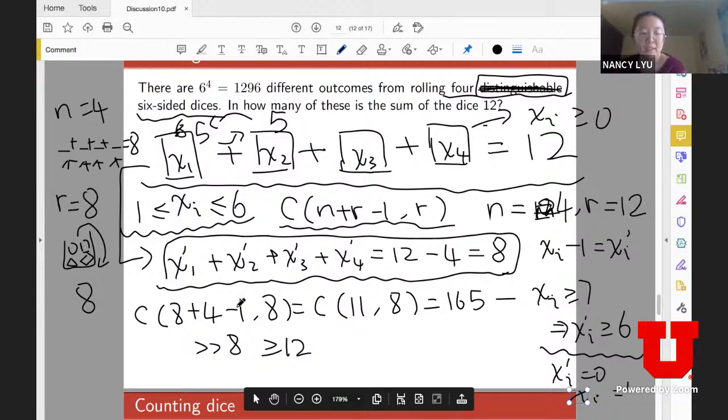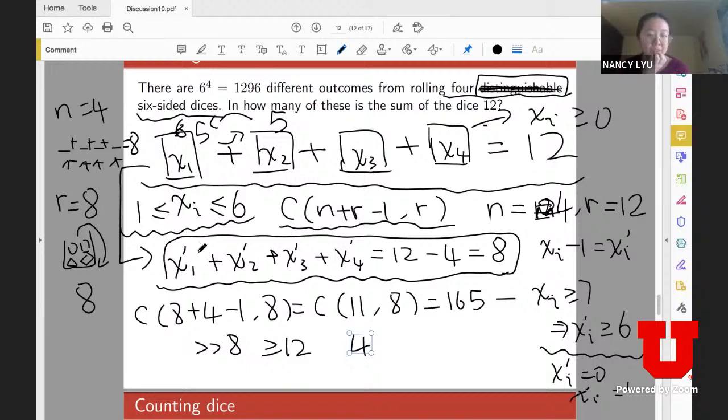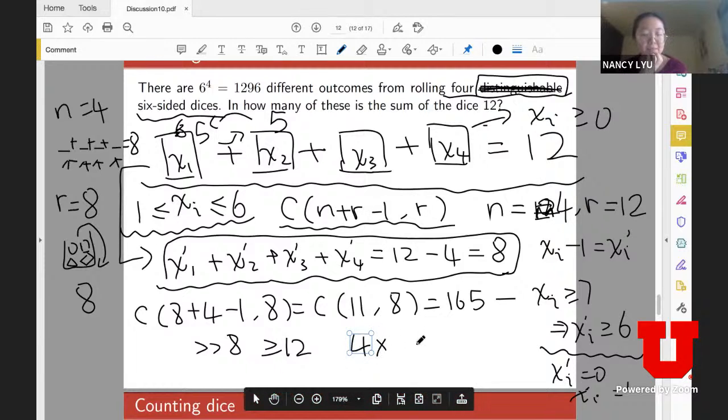So, let's go back. Since we can only have one x prime that is greater or equal to 6, that basically means we have 4 options. Because x1 prime can be greater or equal to 6, or x2 prime, or x3 prime, or x4 prime. And that gives us 4. We also need to multiply by 4 times that.